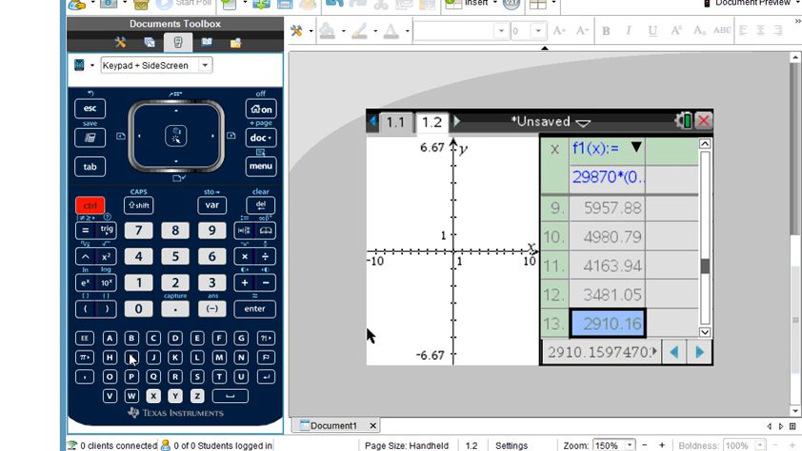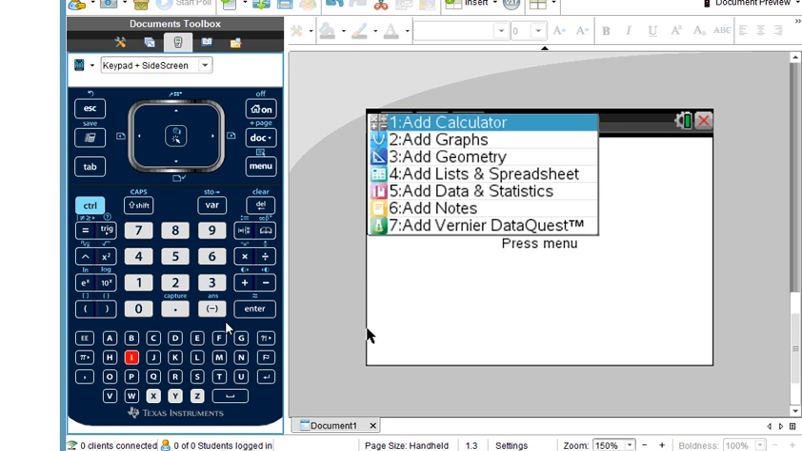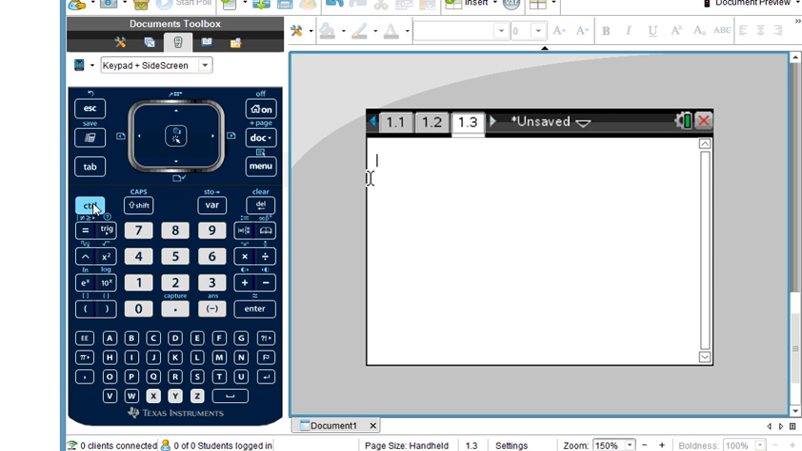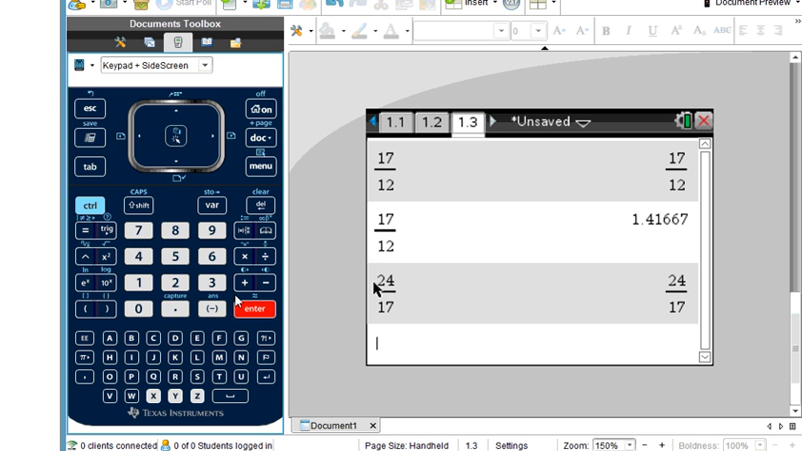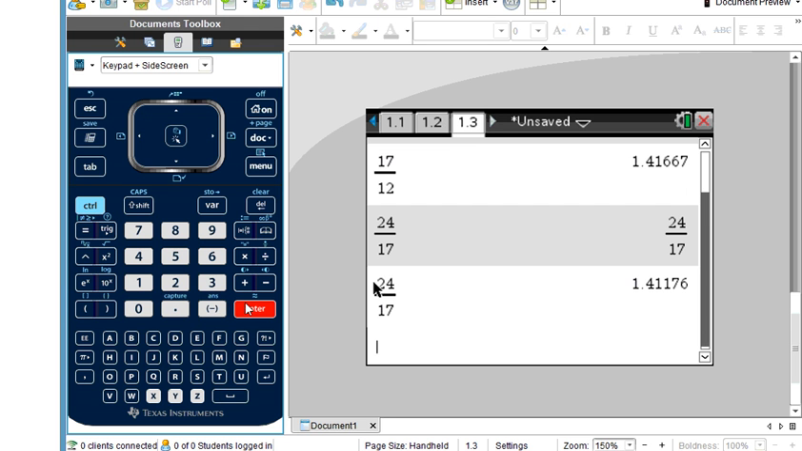You get a new page. We have 17 divided by 12, and we're going to decimalize that. Looks like 1.42 roughly. Next we have 24 divided by 17, and then we decimalize that. We get, again, 1.41. That's pretty good. Pretty consistent is what I mean.